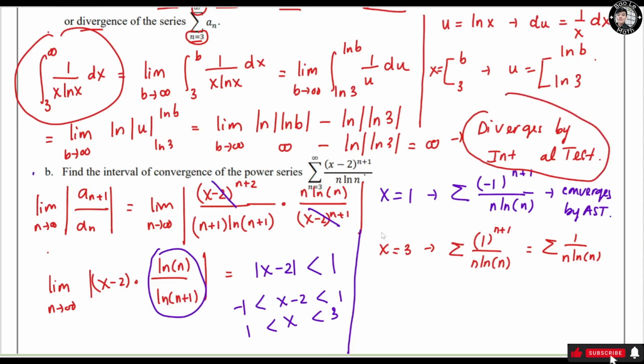So s equal to 3 doesn't work, but s equal to 1 works. So finally, the interval of convergence is 1 less than or equal to s less than 3.